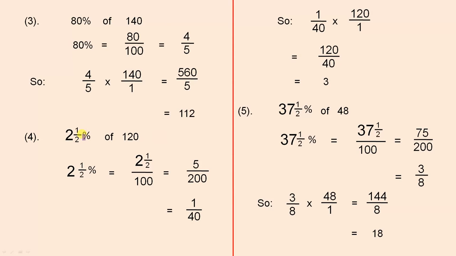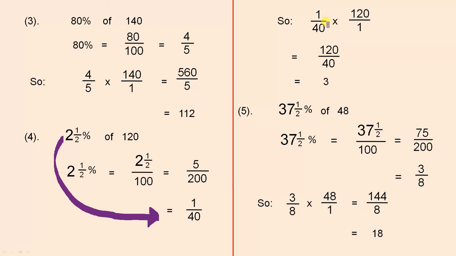Now this one's a little bit tricky because it's got a fraction in the percentage, but you apply the same rules. 2.5% of 120, we know that 2.5% is 2.5 over 100. If we multiply top and bottom by 2, that gives us whole numbers for the numerator and the denominator. So 2 times 2.5 is 5, 2 times 100 is 200. If you divide top and bottom by 5, you get 1 over 40. So in other words, 2.5% is 1 over 40.